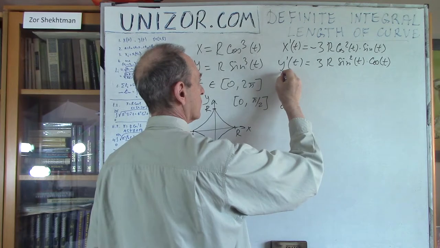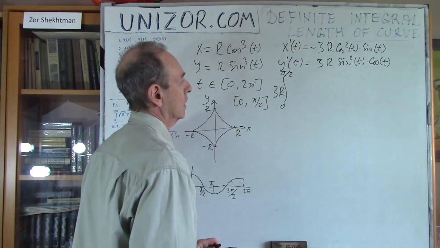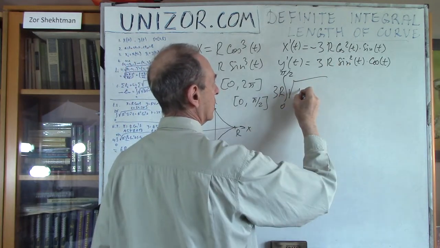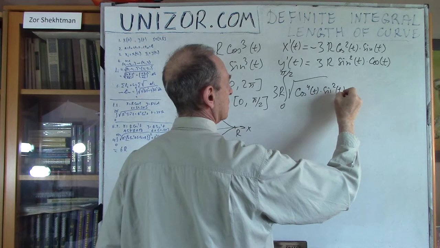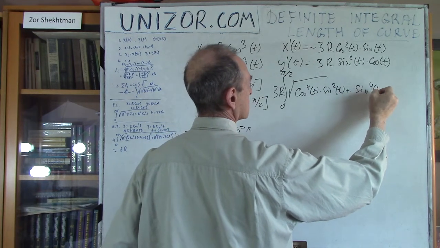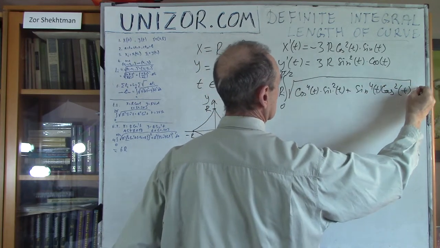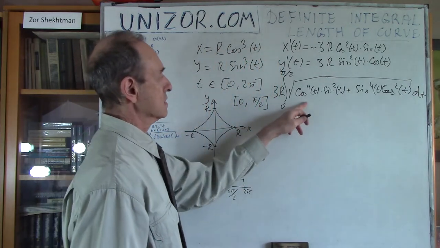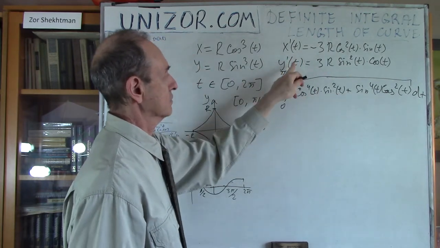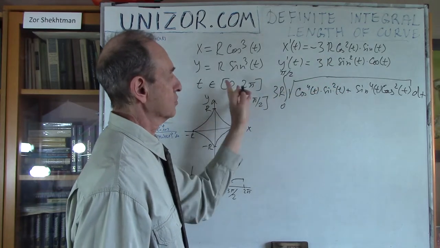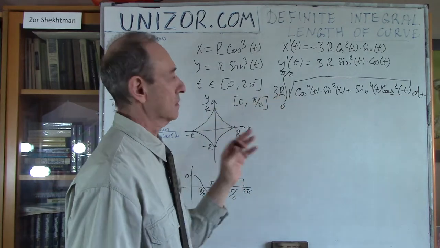So we're talking about integral from 0 to pi over 2. 3r would be outside of this integral, and under the square root I will have cosine to the fourth of t sine square of t plus sine to the fourth of t cosine square of t dt. So that's what our formula does. This is the square of the derivative of x, this is the square of the derivative of y, and 3r would be just outside as a factor, outside of the square root and outside of the integral.